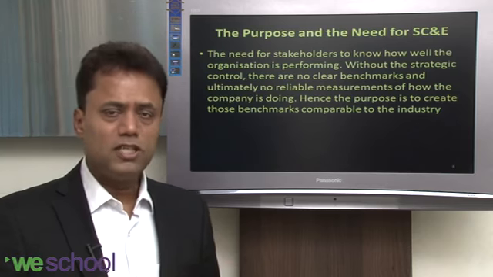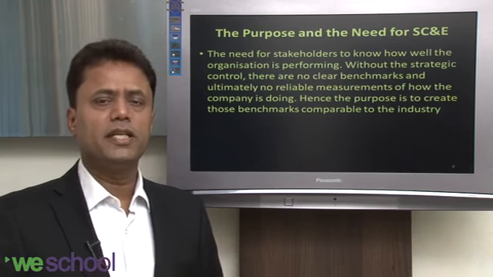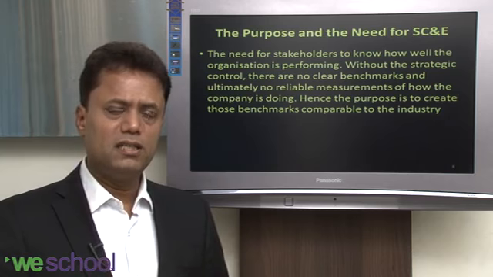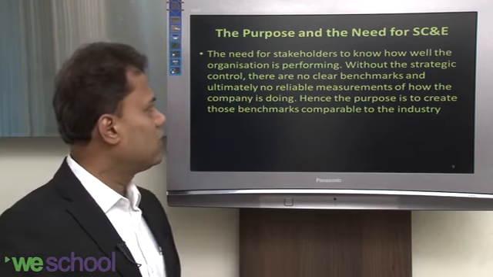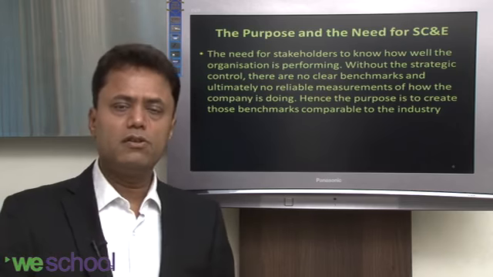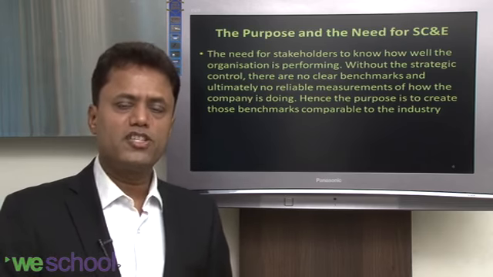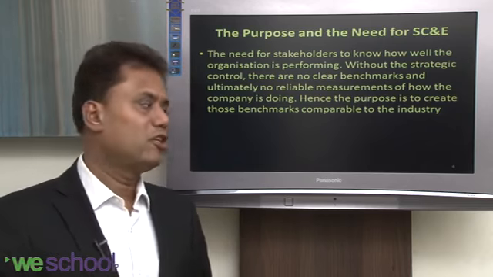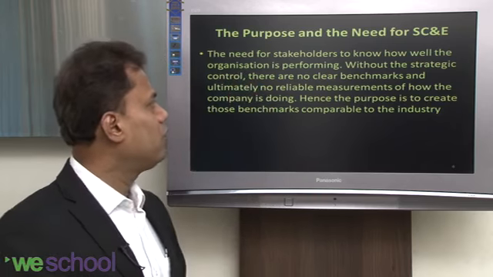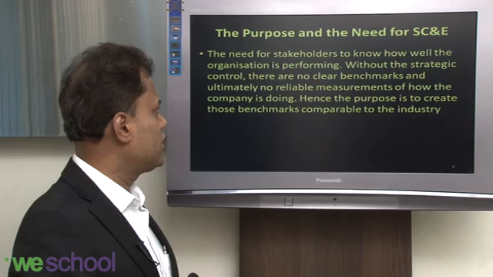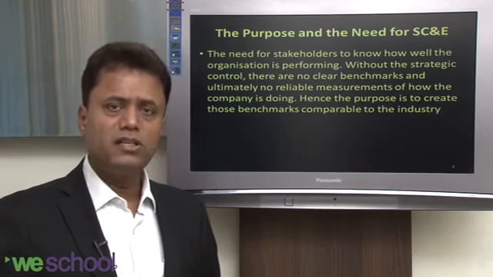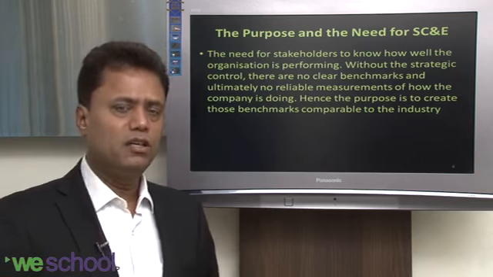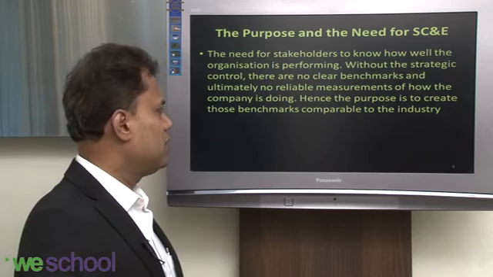Tata Steel, Tata Motors. Every large organization in India has a clear strategy in terms of its growth plans. So how each organization is performing, the stock market is looking for such information, the shareholders are looking for such information. So there is a need for the stakeholders to know how well the organization is performing from time to time, quarter on quarter, year on year, across the different businesses that they are in.